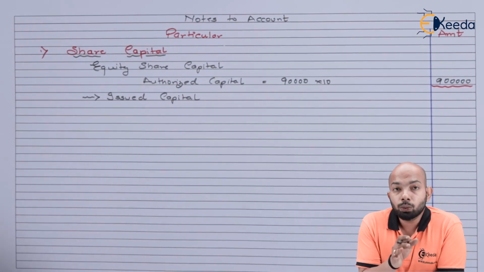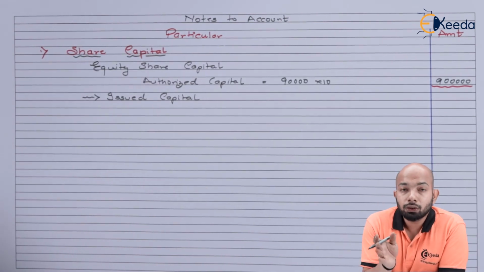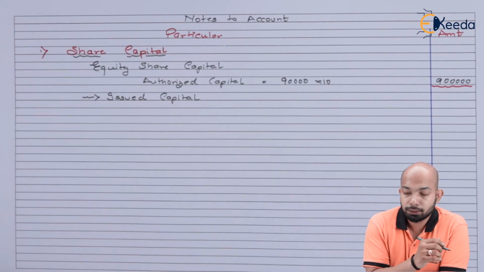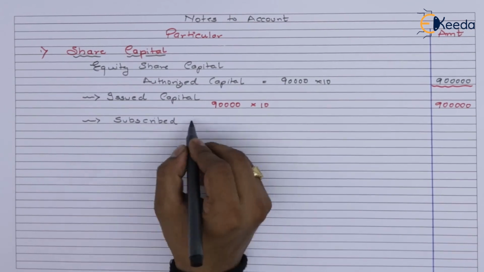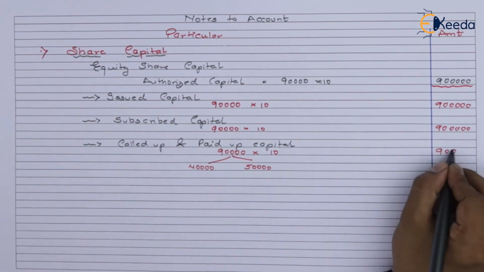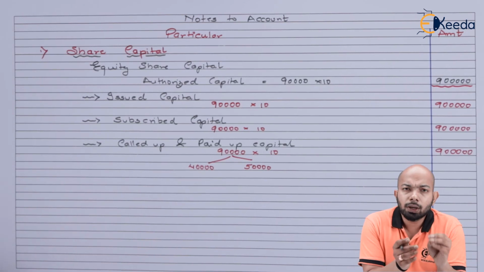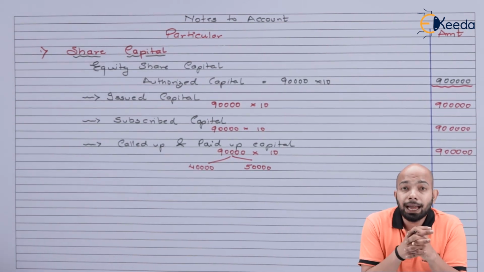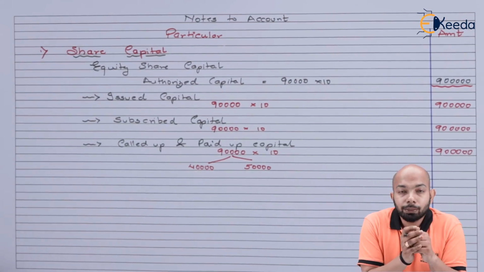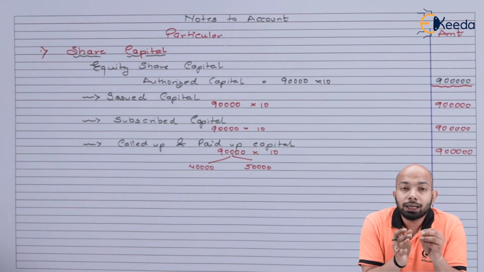Issued capital here will be 90,000 shares issued completely, because 40,000 we have given for the allotment, or rather when the asset was purchased, and the rest 50,000 is for the public subscription. So issued capital, subscribed capital, and called up and paid up capital is around 9 lakh rupees. So the total of share capital that we have is related to only 9 lakh rupees.